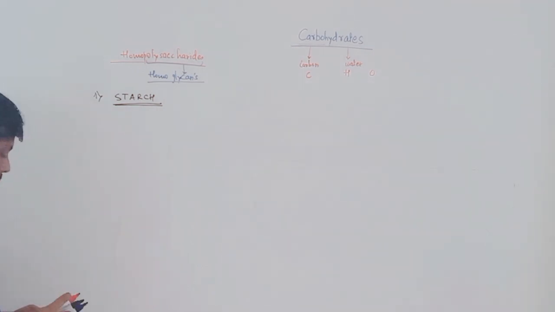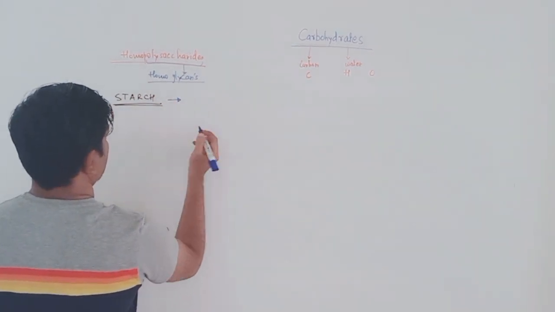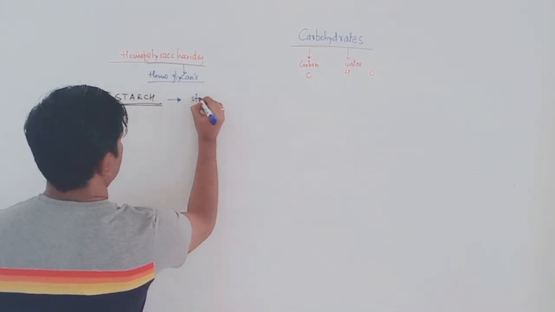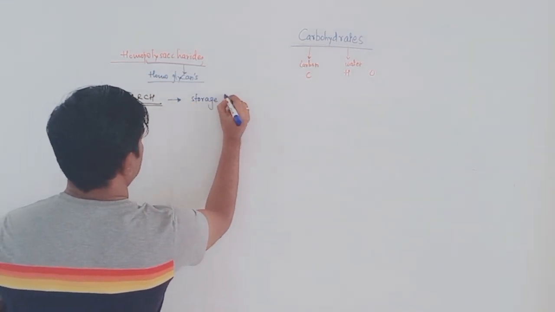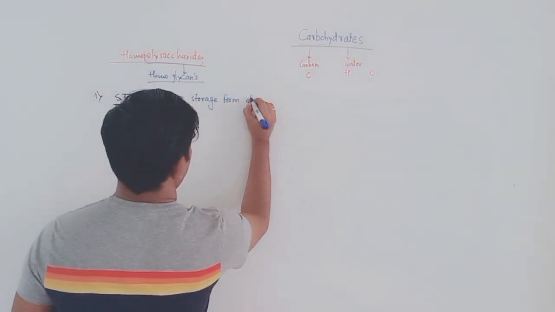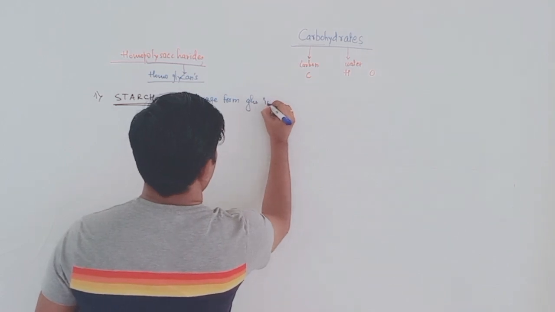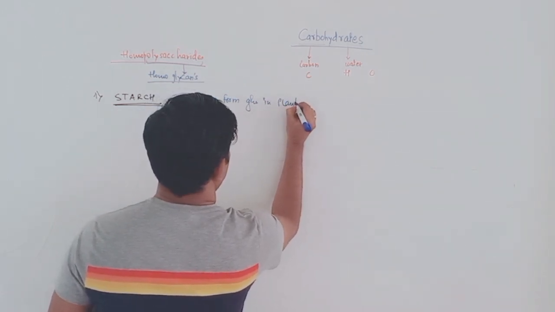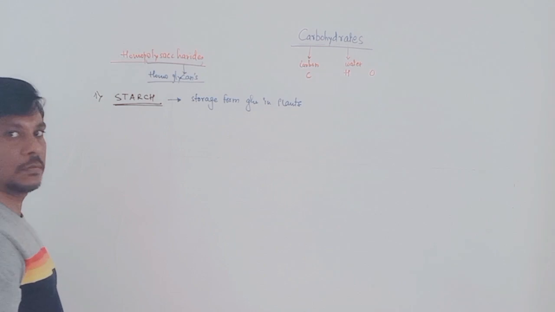Starch. So what is starch? It's a storage form of energy. It's a storage form of glucose. You can say storage form of glucose in plants.